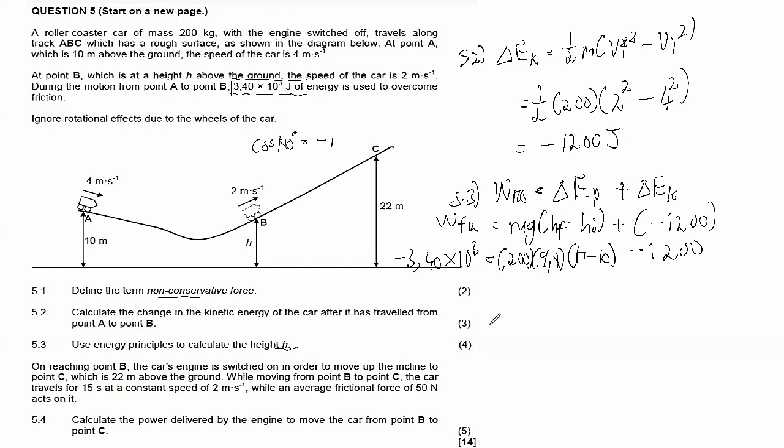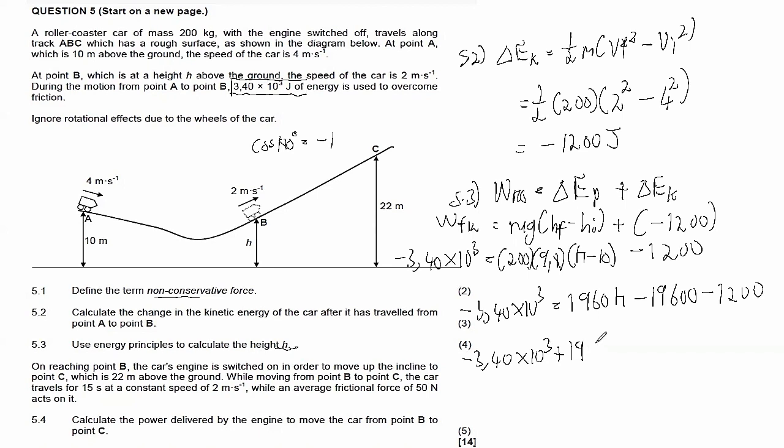Okay. So now we have -3.40 times 10 to the exponent of 3. And then when we multiply 200 times 9.8 times h, we get 1,960 h. And then 200 times 9.8 multiplied by 10, that's 19,600, then minus 1,200. Now at this point, we can see that we are supposed to just take all of this and transpose it over to the left-hand side. So we will have -3.40 times 10 to the exponent of 3 plus 19,600 and then plus 1,200.